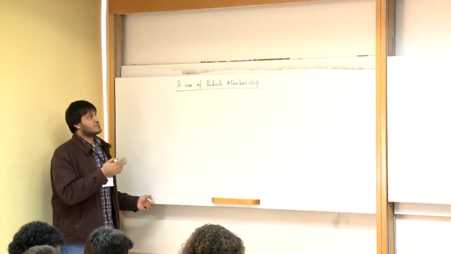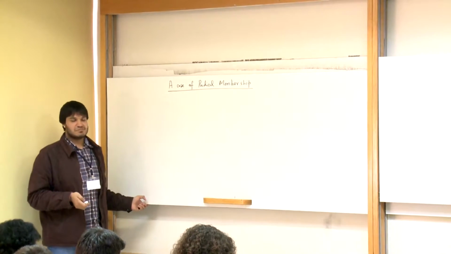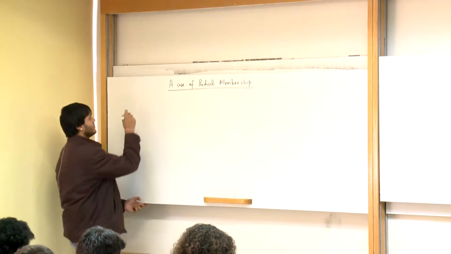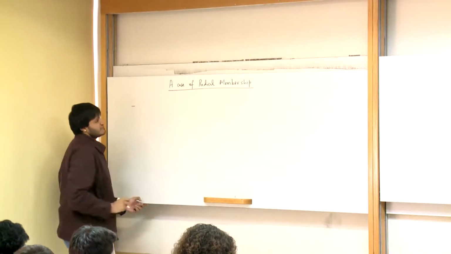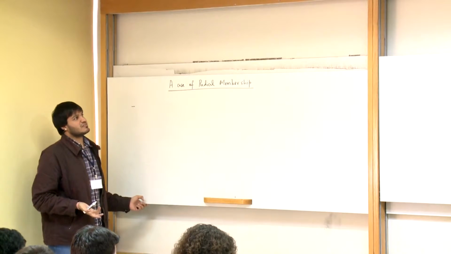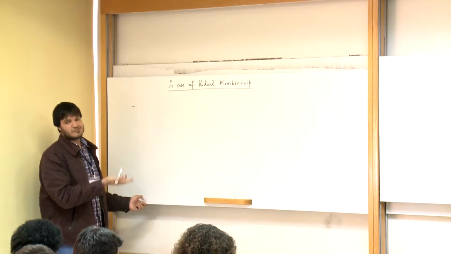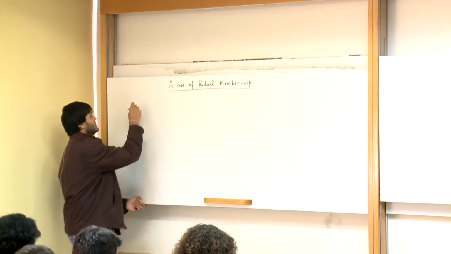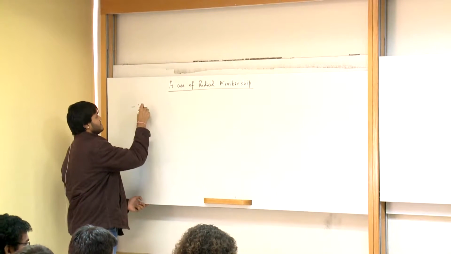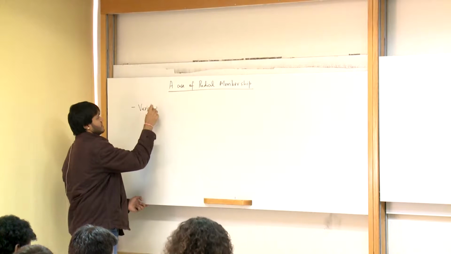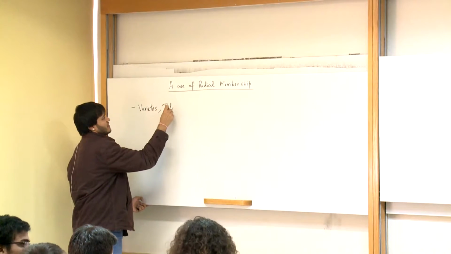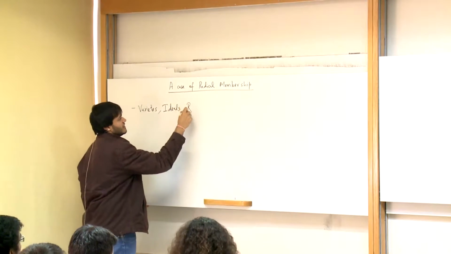In this talk I'll be talking about a very special case of a radical membership problem. The outline of the talk is as follows. First, I will define some objects that this problem will require us to work with, namely varieties, ideals, and radicals.